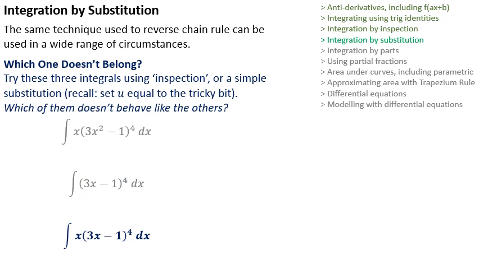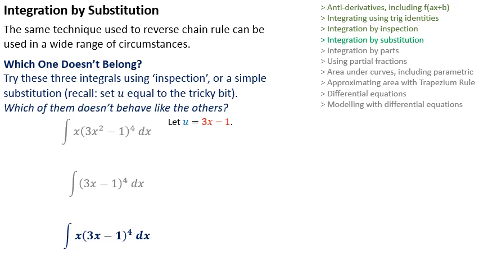This third one is where things start to get a little bit different. It doesn't seem on the surface that much different to the previous two. It's got a 3x minus 1 in a bracket to the power 4, just like the second one, and it's got an x in front, just like the first one. But those two things don't necessarily play as nicely together as you might think.